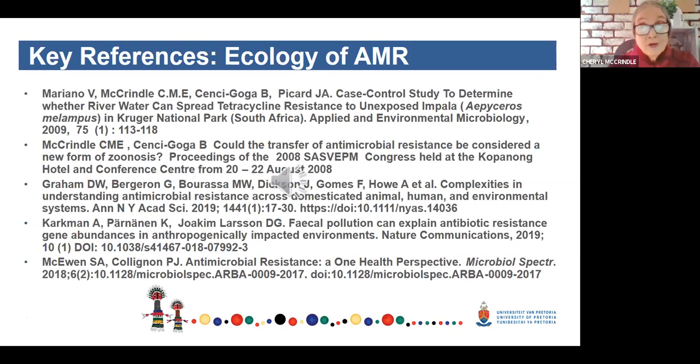So I've got here all the key references. I'm not going to go through them. Newer ones are Graham et al. and Kochman et al. And we also looked at whether the transfer of antimicrobial resistance could be a new form of zoonoses. So I'll just whistle past those.